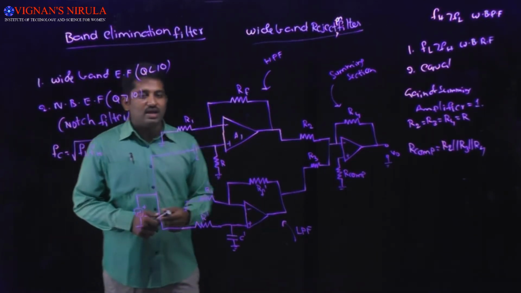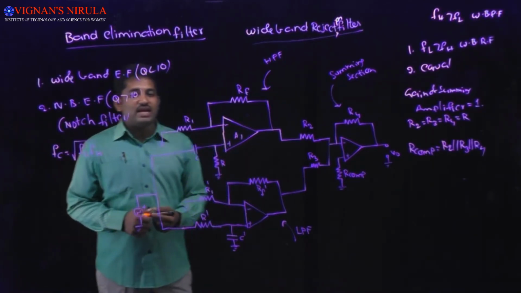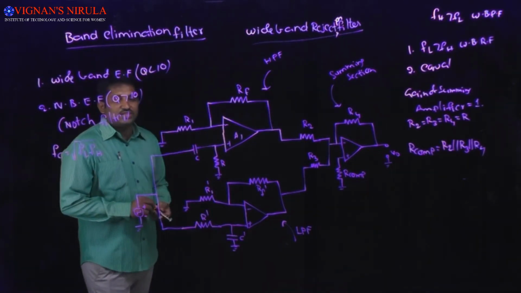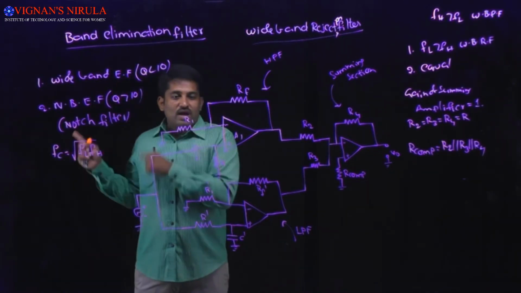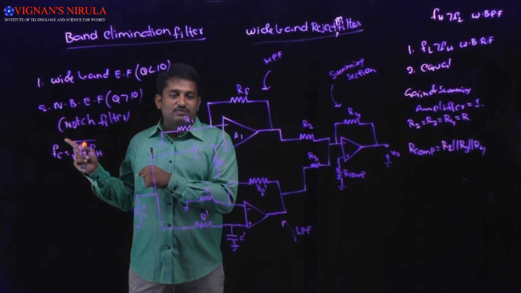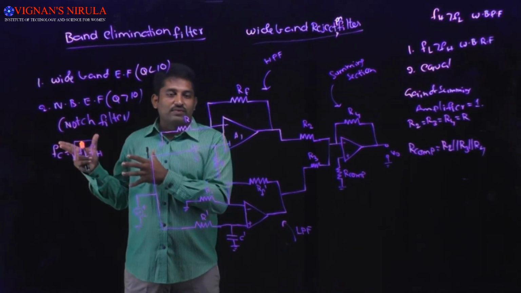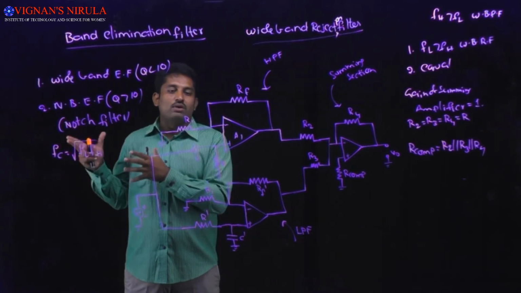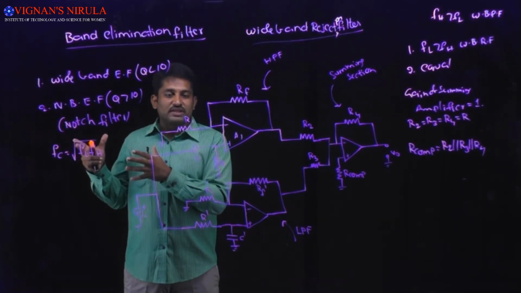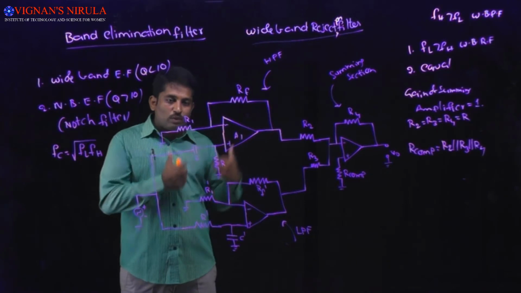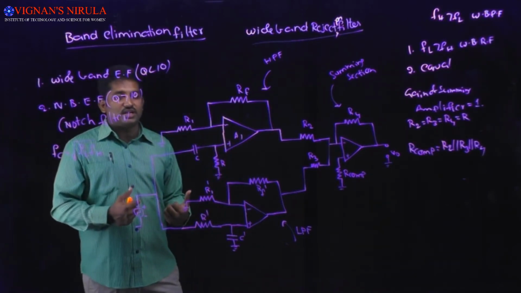The overall operation of the wide band rejection filter depends upon the individual operations of the low pass filter section and the high pass filter section. Like what we have seen in the wide band pass filter, if you want to get a first order wide band pass filter, then you have to use a first order high pass filter as well as a first order low pass filter.